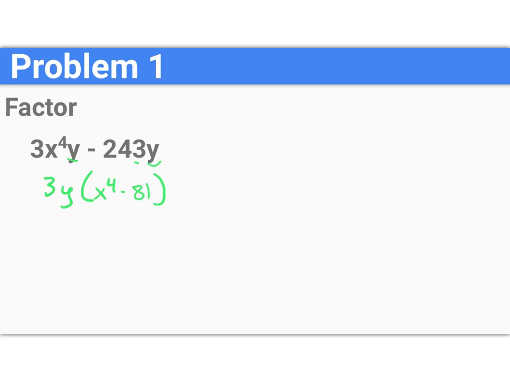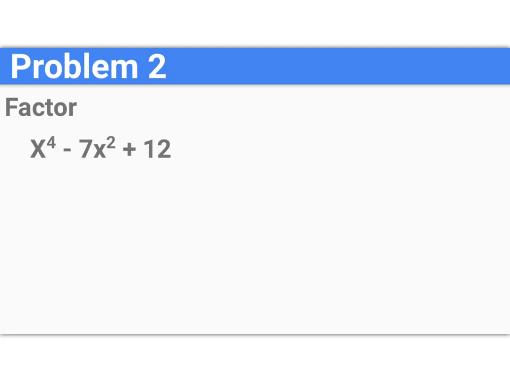Okay, so now this is a difference of squares. If you take the square root of x to the 4th and the square root of 81, you're left with x squared and 9. So you have 3y, x squared plus 9, x squared minus 9. I guess you can put these in brackets too. There you go. Problem 2.